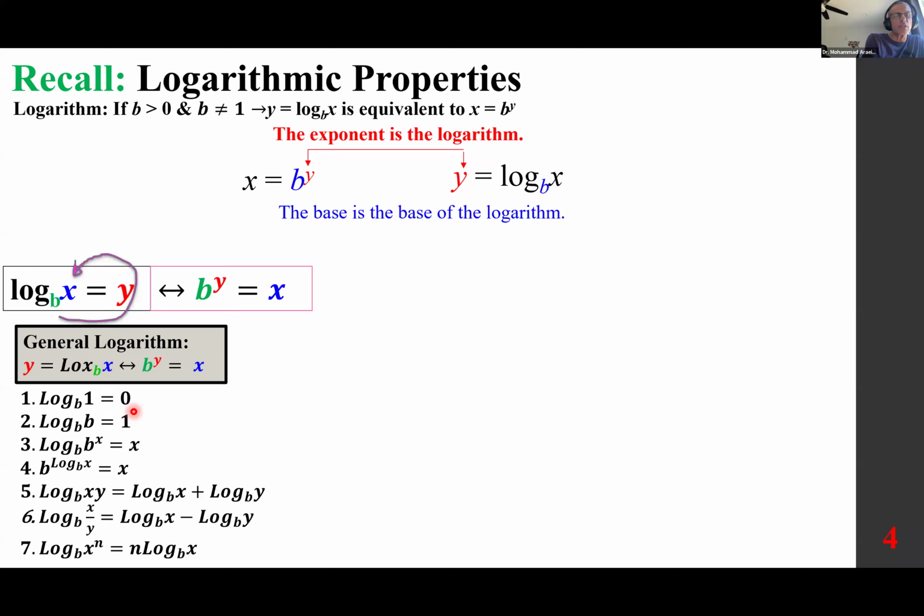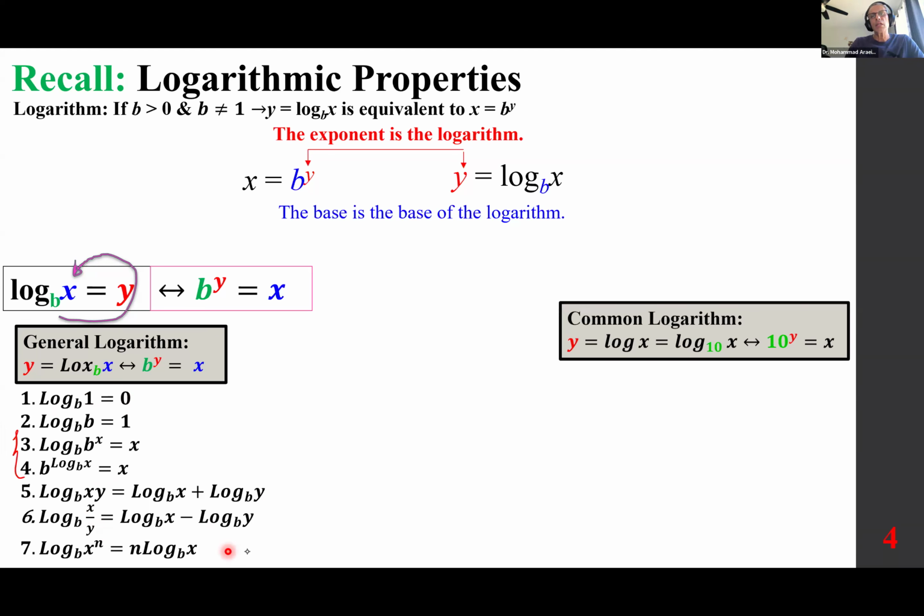Log 1 base b is 0. That means if the argument is 1, regardless of the base, it becomes 0. Log b base b, that means if the argument and the base are the same, is 1. Log base b of b to the power of x is x. Numbers 3 and 4, b to the power of log x base b equals x. These two refer to the fact that logarithmic functions and exponential functions are inverse functions. Then a product rule, quotient rule, and power rule.